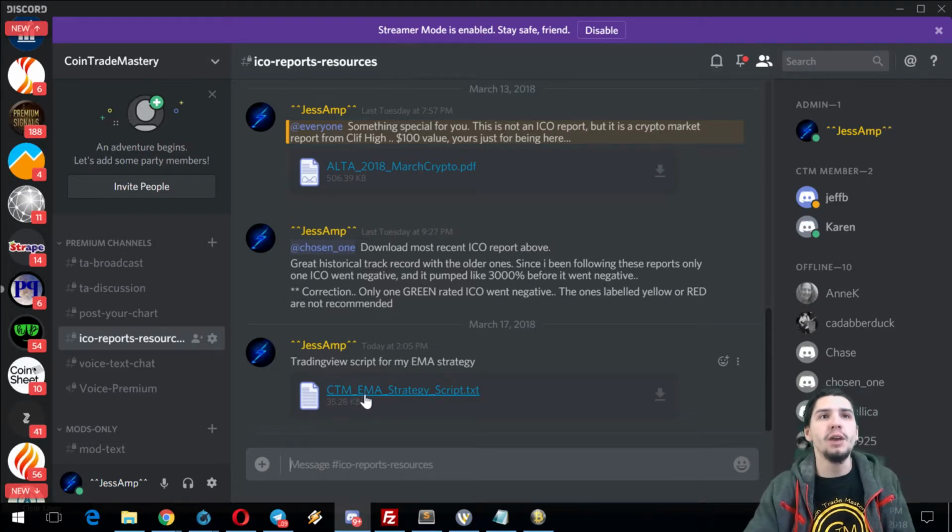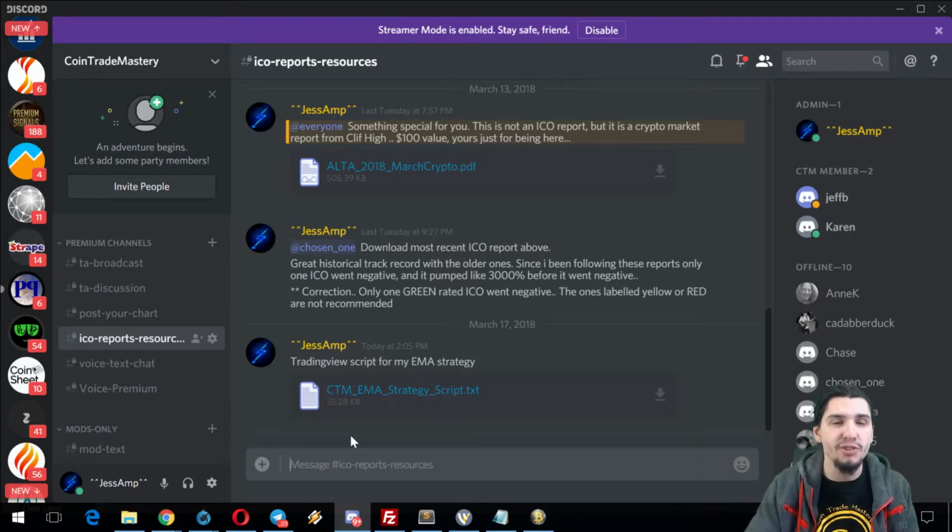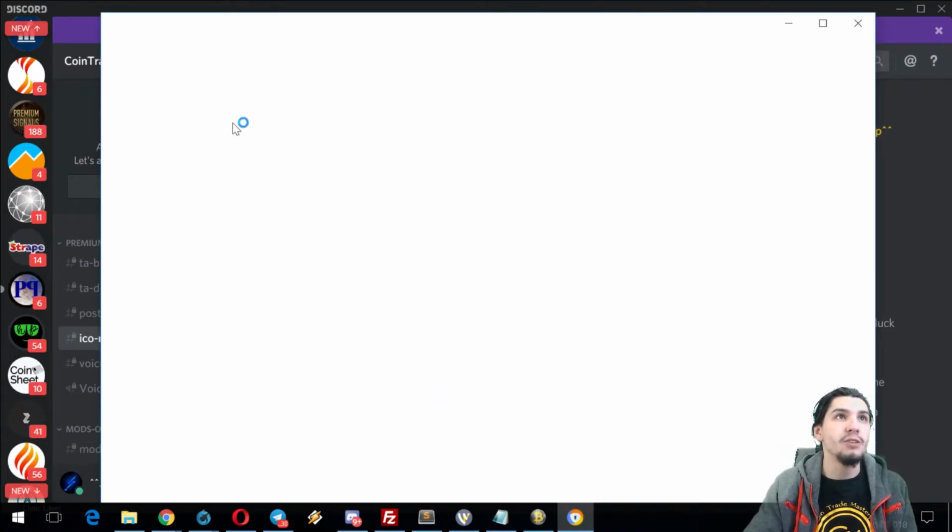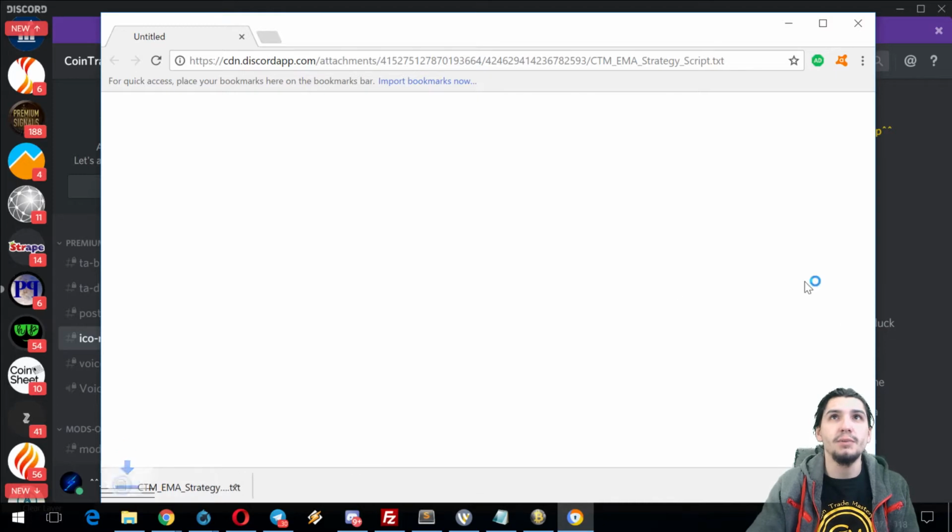It's titled CTM for Coin Trade Mastery, EMA, Exponential Moving Average strategy, because it's my trading strategy script, which I programmed for TradingView. So the first thing you want to do in order to make use of this is download the file. Depending on your setup, it's going to open a browser and just download a file.